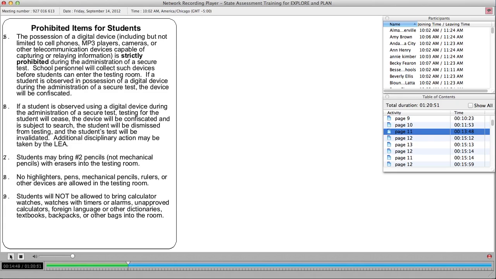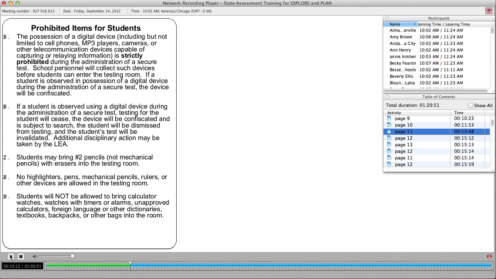And these are, of course, confiscated, and the student will be dismissed from the testing room, and the student's test will be invalidated. However, no room supervisor or building test coordinator should invalidate a test without notifying the state. We need to be aware of any tests that are invalidated.